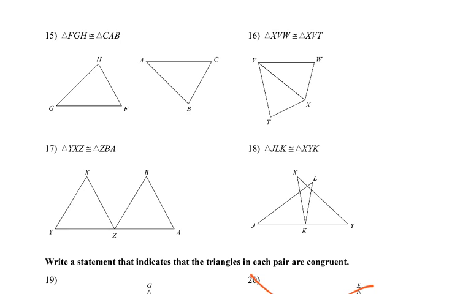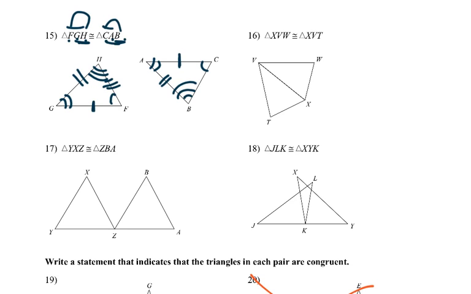Alright, so let's take a look at these. So F corresponds to C, G and A, and H and B. So then I could go FG with CA, GH with AB, and then finally HF with CA, or CB, sorry. Okay.